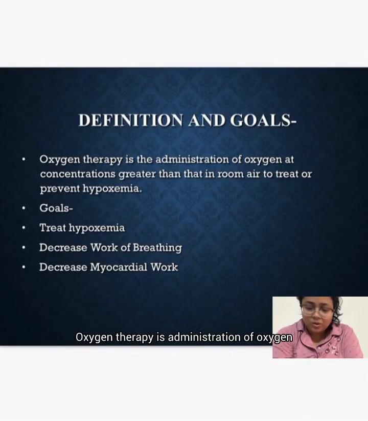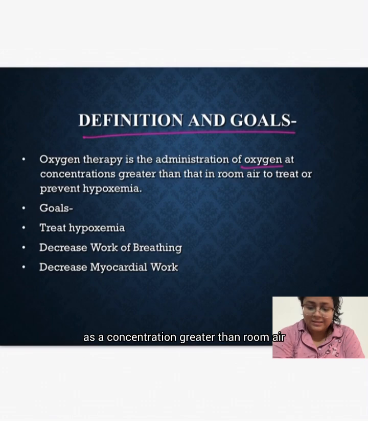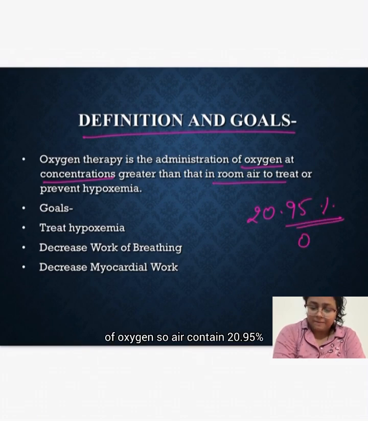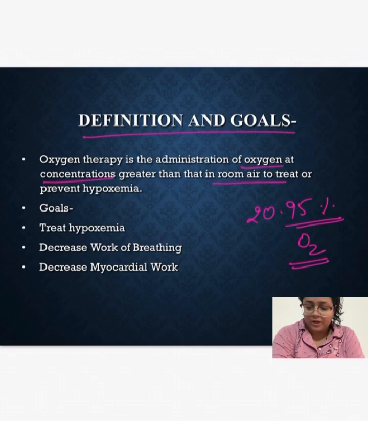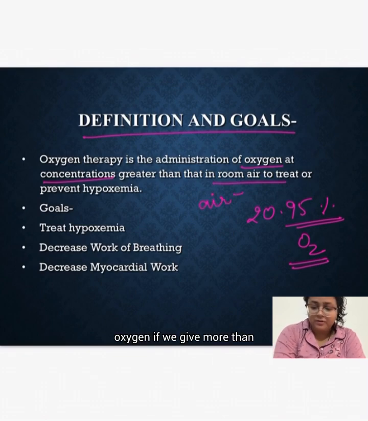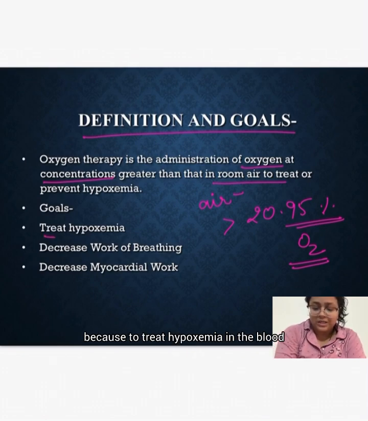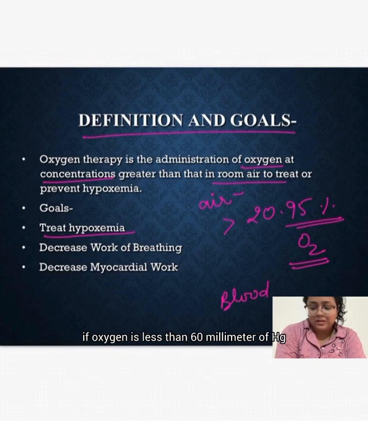Oxygen therapy. Oxygen therapy is the administration of oxygen at a concentration greater than room air. So room air concentration is 20.95% oxygen. If we give more than that, that becomes oxygen therapy. It is given to treat hypoxemia, if oxygen in the blood is less than 60 mmHg.